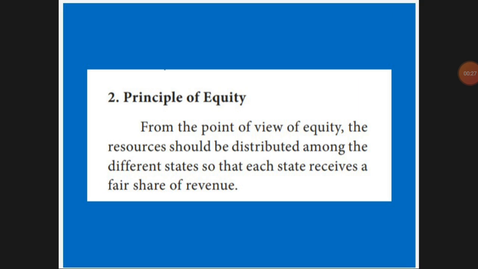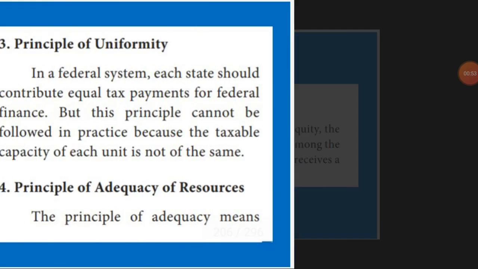Next is equality. Equality means the sources, whatever the tax and income is, should be equally distributed to the states, fully and without discrimination. Even if a state is very big or the income is coming from it, the central government should equally distribute the income to the other states. That's the principle of equality.